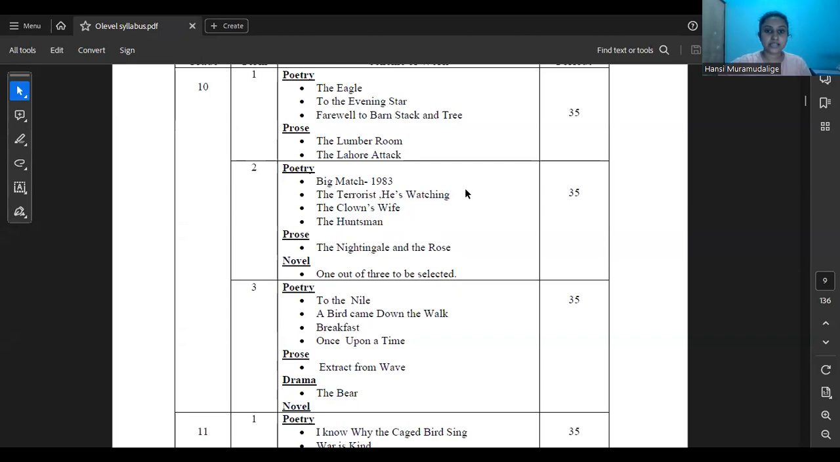All right, so we are studying the last part, some part of the novel there in the third term, and a drama also in the third term, right? So in the third term, we are studying 4 poems, one extract from prose, there's a prose passage, and drama, and we are continuing the novel.